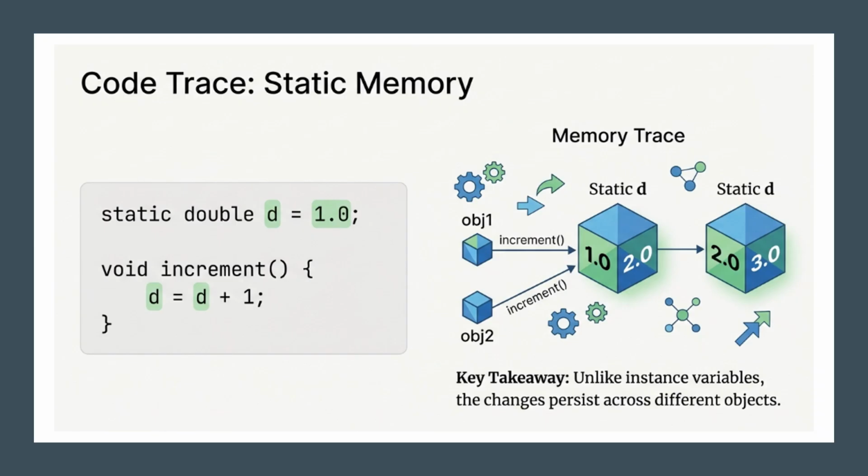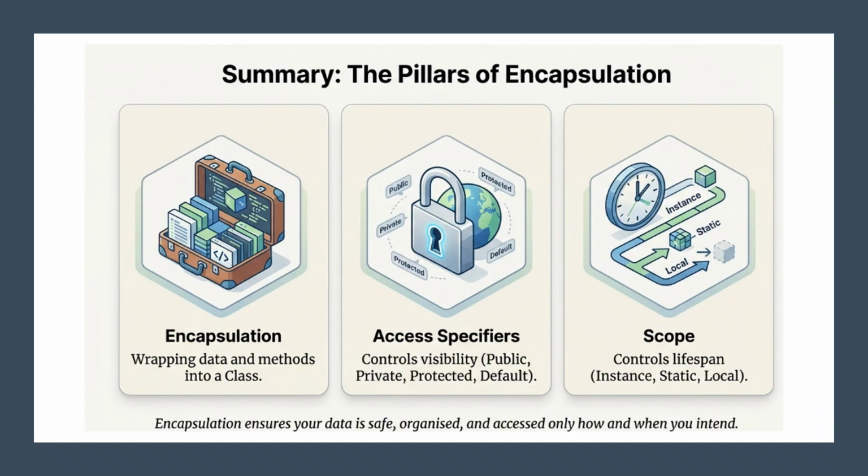Encapsulation wraps data and methods into a single class, while access specifiers control who can view or modify that data, ensuring security and proper organization. Scope determines how long variables live and where they can be accessed. Choosing the right scope and access level leads to cleaner, safer, and more maintainable programs.